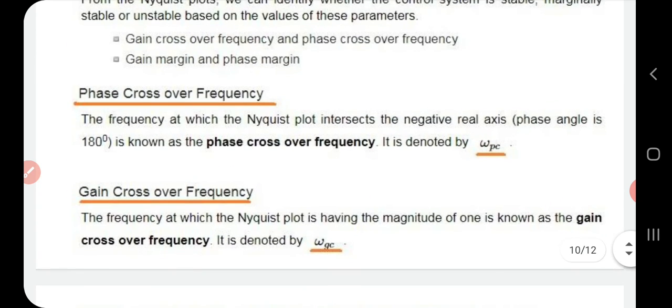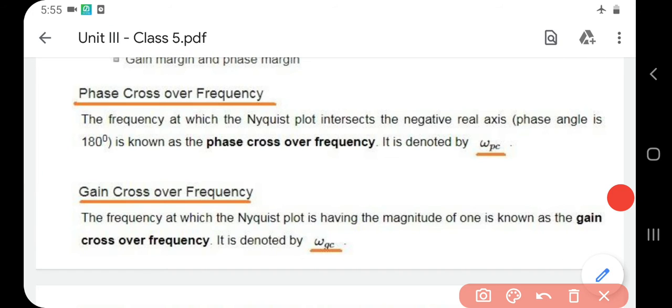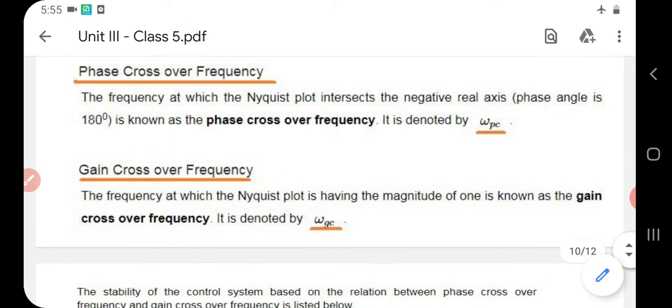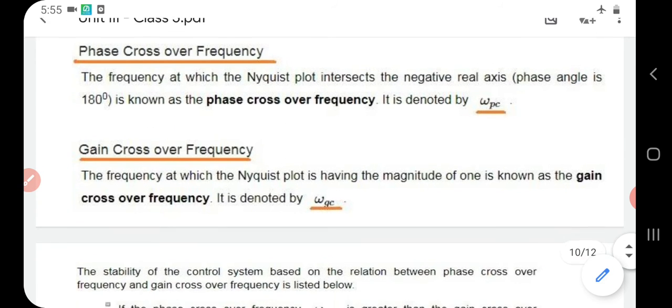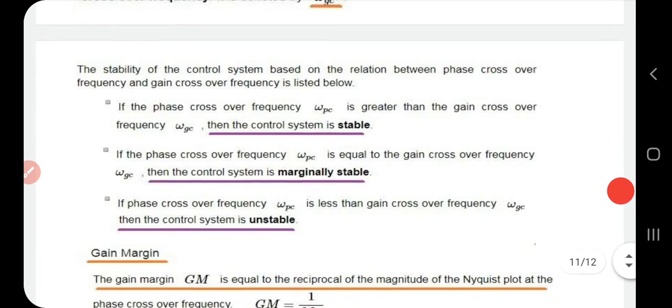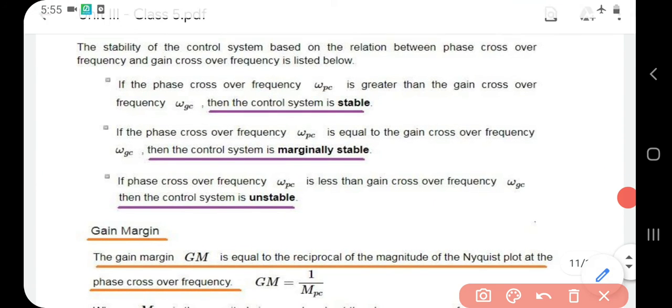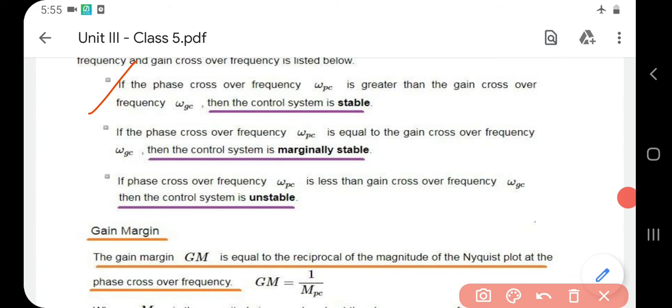Now here you have defined what phase crossover frequency and gain crossover frequency are. Now you are trying to explain the stability of a control system based on these two terms, that is, phase crossover frequency and gain crossover frequency. If the phase crossover frequency, omega pc, is greater than the gain crossover frequency, omega gc, then the control system is said to be stable.